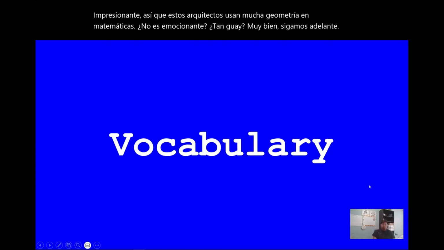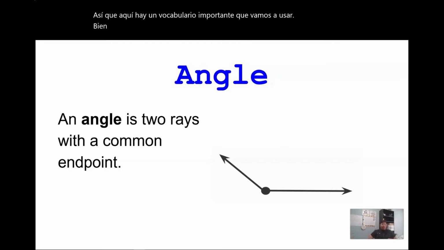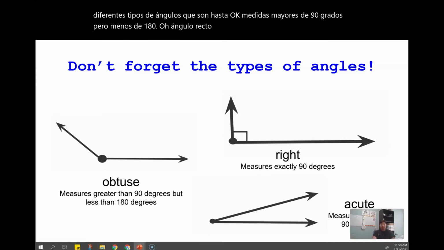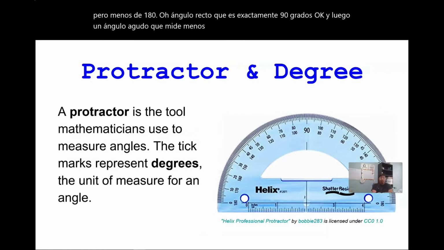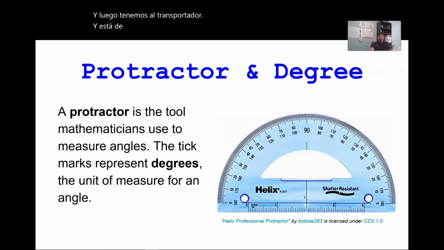So here's some important vocabulary that we're going to be using. First one is angles. An angle is two rays with a common endpoint. Remember, when they meet together, that is called the vertex. Don't forget the different types of angles, which are obtuse, which measures greater than 90 degrees but less than 180. A right angle, which is exactly 90 degrees, and then an acute angle, which measures less than 90 degrees. And then we have the protractor and degrees.